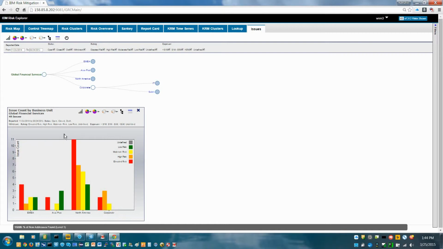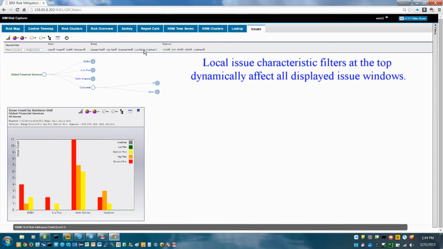We can take a look at bar charts and see how these issues distribute across various ratings. The red is the highest impact and the green is the least impact. There's a filter bar up at the top which allows us to change our focus, and as we change the filters, the charts change at the bottom to reflect the filtering in play. We can also change filters for the financial impact caused by these issues. We'll remove these filters and look at all of the issues.